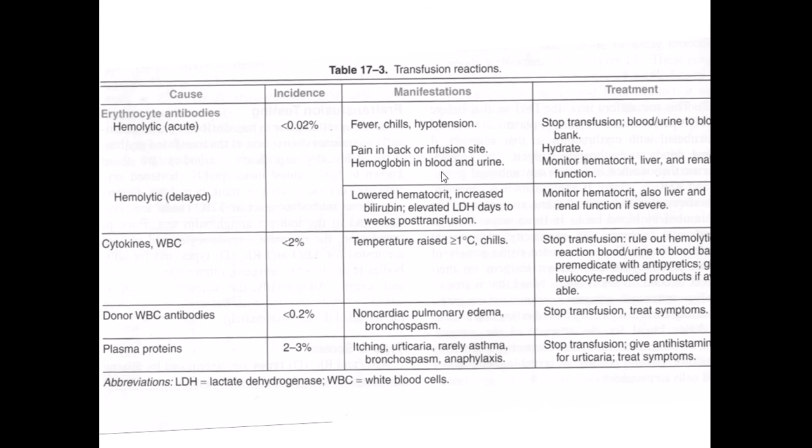What do we have to do in this case? We have to stop the transfusion immediately, and we have to take blood specimens and urine specimens as well, and then we have to hydrate to dilute the blood as much as possible. Then we keep monitoring the hematocrit level, for example, and the urine, and we see if the hemolysis is still going on or not.